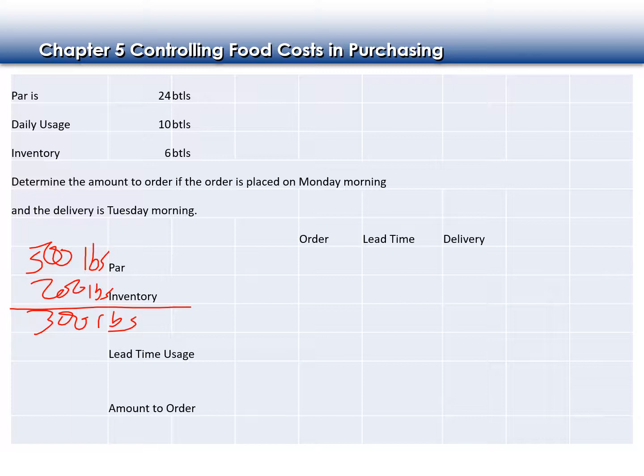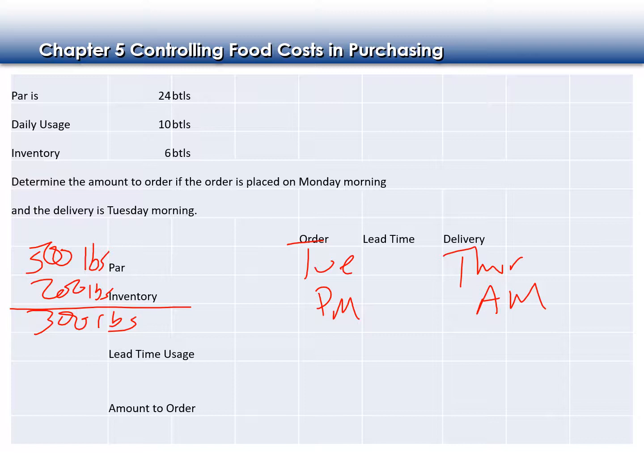Determine the amount to order if the order is placed on Tuesday night and the delivery is Thursday morning. Okay, so right under here, under order, you are going to write Tuesday PM and delivery is Thursday AM. The PM means after business is closed. So business is done for the day. I'm going to go in and count how many pounds I have. I'm going to place my order that night.